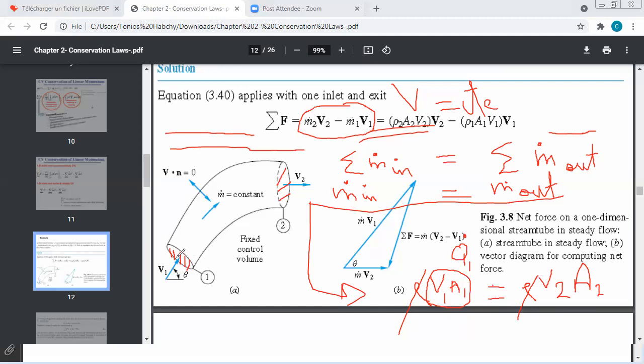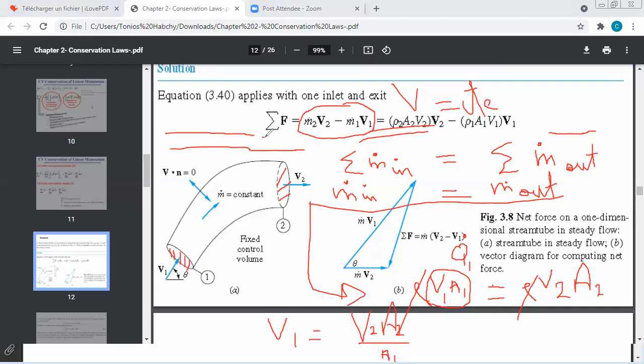So if I have the same constant cross section, A1 equal to A2, then V1 will be equal to V2. If not, I should calculate a relation between V1 and V2. So I can say that V1 is equal to V2 A2 over A1. Okay, now let us do some analysis.